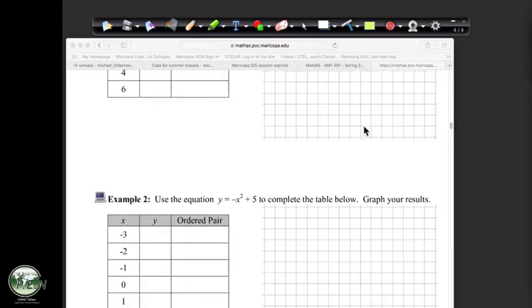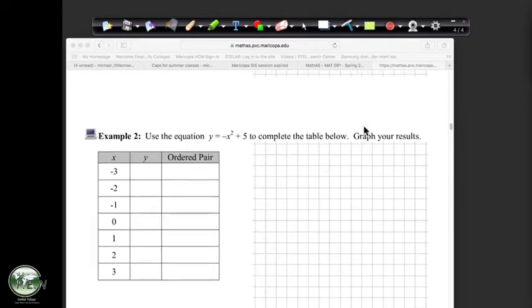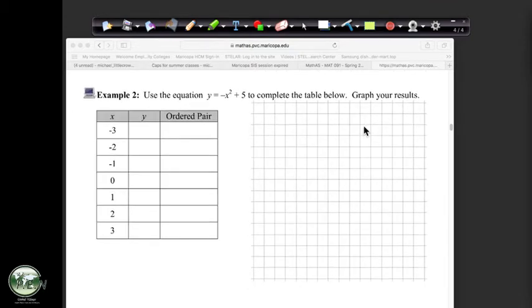Okay. Example 2. I suggest skip it. Why do I say skip it? Because of this pesky thing here. Does anyone know what an x squared looks like? What does an x squared look like?